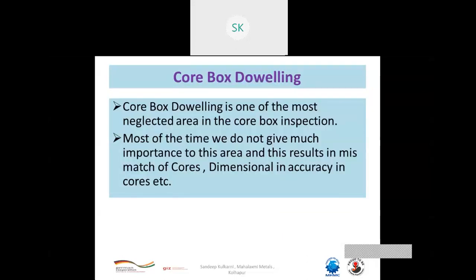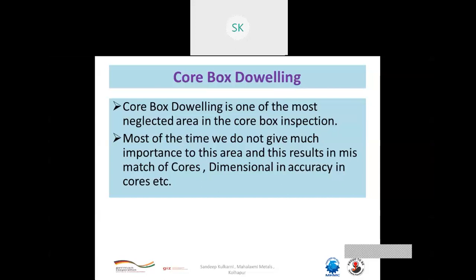Next important thing is doweling. Core box doweling is one of the important factors and a neglected area as well in core box inspection. Most of the time we do not give much importance to this area, and this area plays an important role in mismatch of cores and dimension accuracies. We give more importance to pin molding, pin bush inspection, molding gauges, or closing pins, but we are not giving much importance to core box doweling.